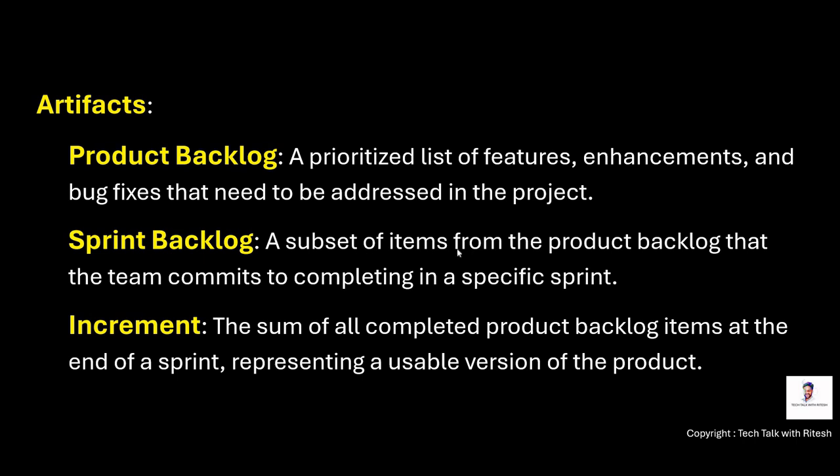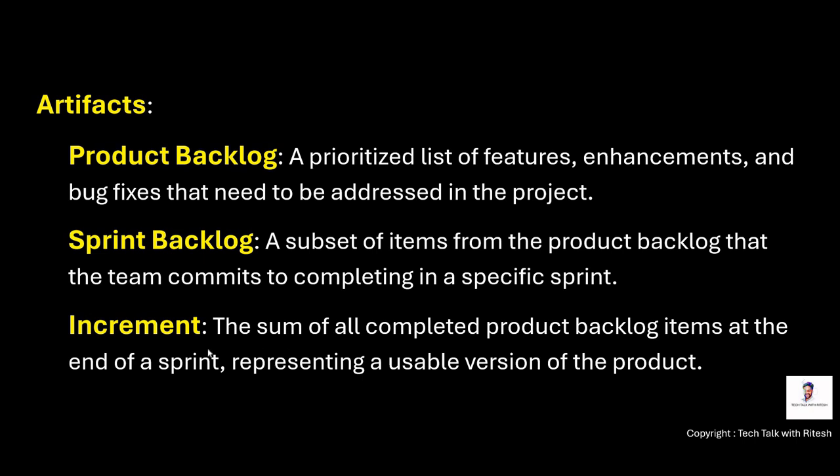Sprint backlog, a subset of items from the product backlog. So product backlog is a bigger chunk of items, right? Now consider a few items which should go as part of the sprint, because the sprint is of 1 or 2 or up to 4 weeks, right? So that subset from the product backlog is the sprint backlog, which the team commits to completing in a specific sprint.